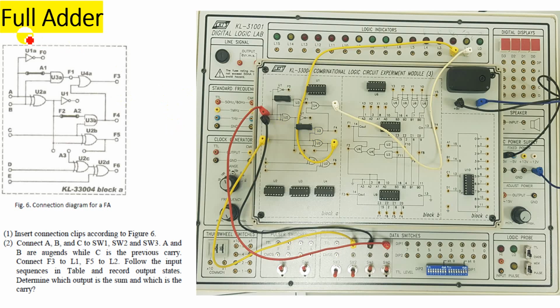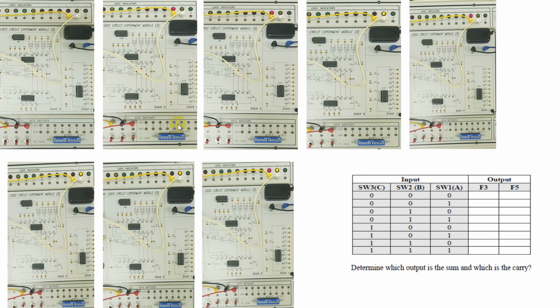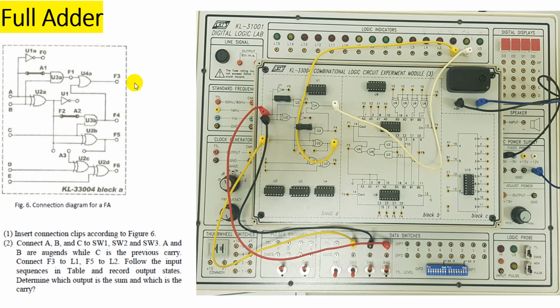Okay, let's move to the next one, which is about the full adder. So now instead of 2 inputs, we have 3 inputs. So we are connecting A, B and C2 with 0, 1 and 2 here. We just connected it here. Similarly, we are connecting F3 to L1 and F5 to L2 here. Okay, and one more thing, we have used 2 jumpers here.